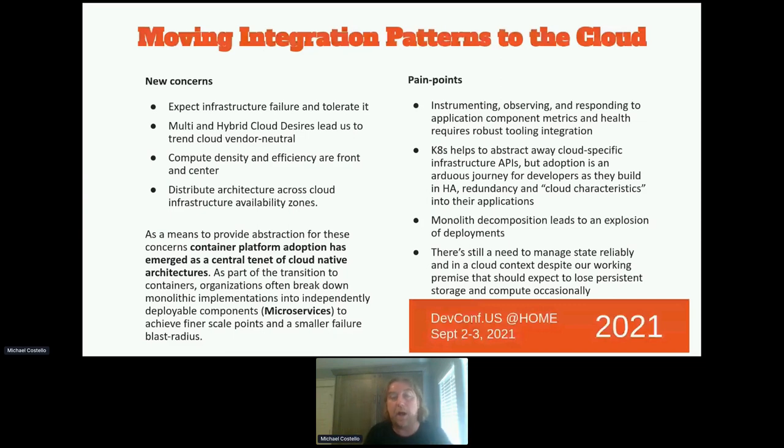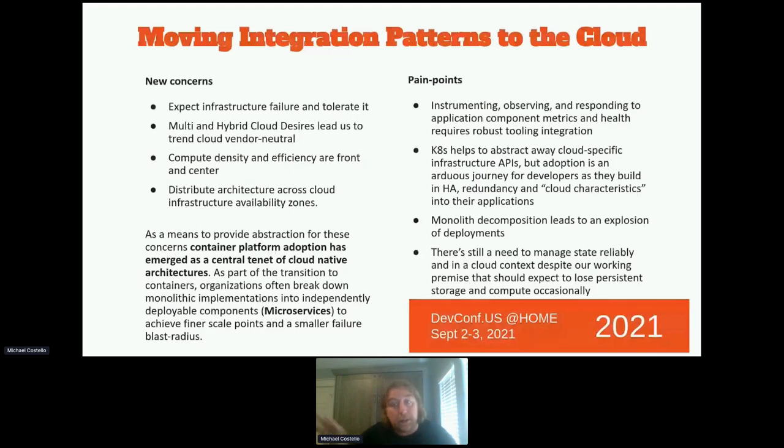However, of course, this also leads to a new set of pain points. We all of a sudden had one big, huge microlith, or monolith, and now we've distributed that out into 30 runtimes. That requires a whole new and phenomenally more robust set of tooling that collects metrics and health information about our runtimes. We had Kubernetes, or a container platform, to abstract away cloud-specific infrastructure APIs.